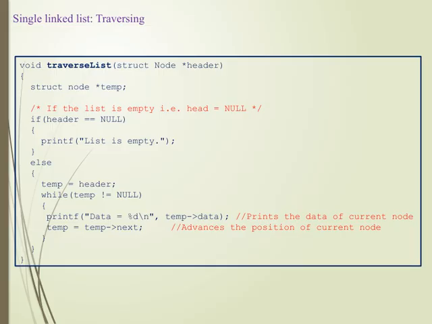Then, we enter a while loop that continues as long as temp is not null. Inside the loop, we print out the data stored in the current node, which is accessed via temp->data. After printing the data, we move temp to the next node in the list with temp = temp->next. This way, we're advancing through each node sequentially. When temp reaches null, it indicates we've reached the end of the list and the traversal stops.